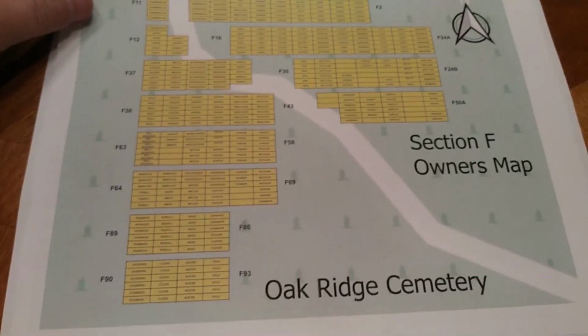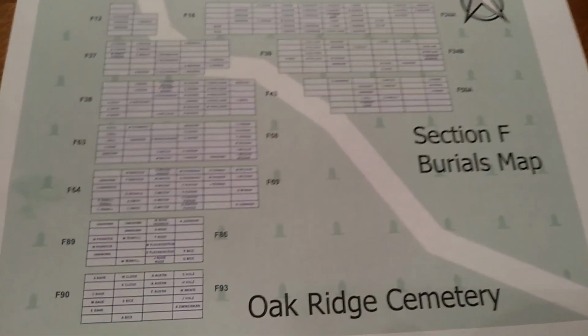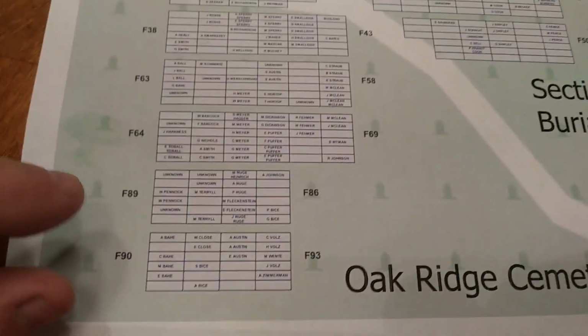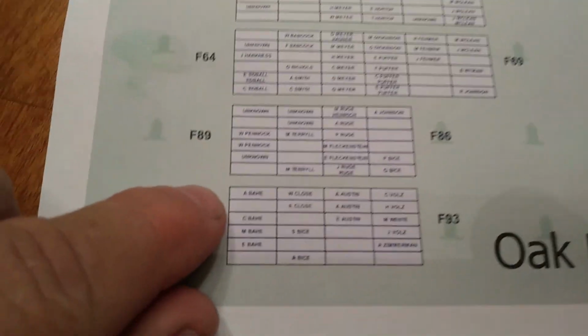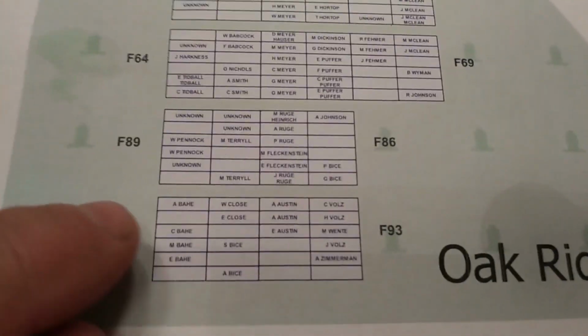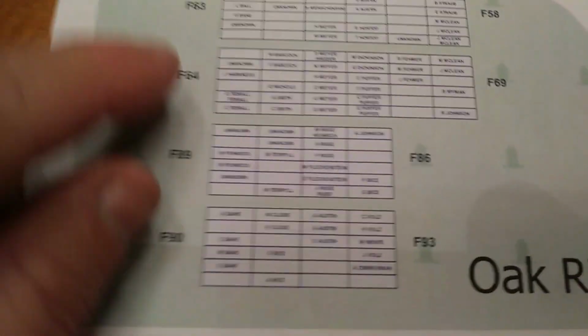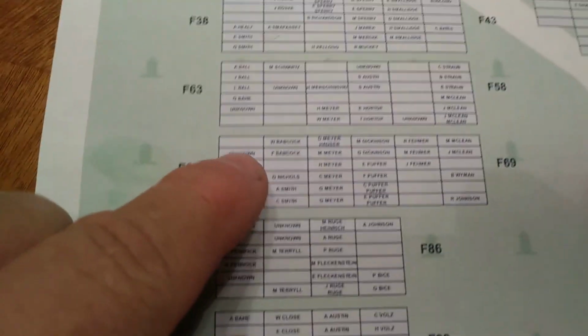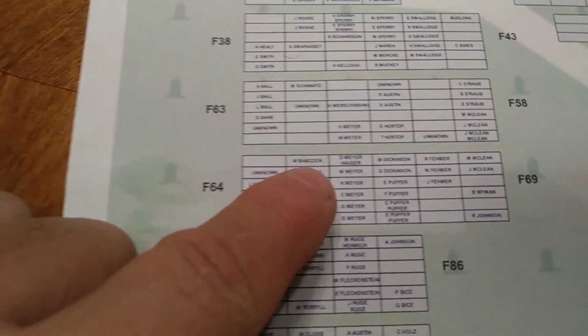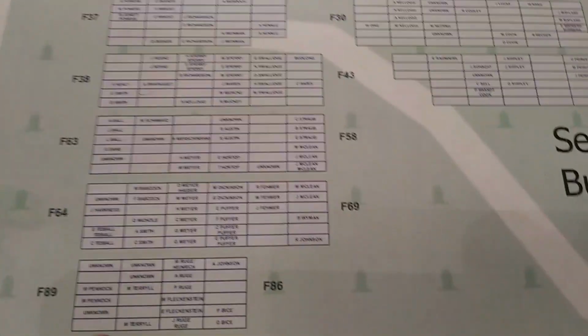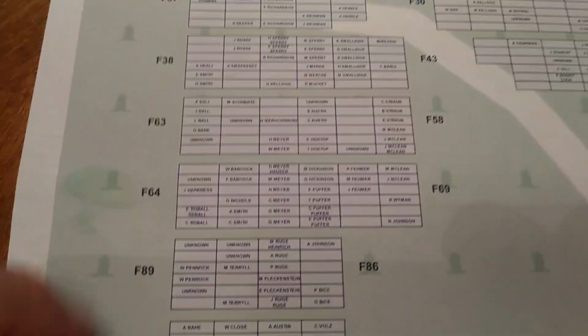Now, once you have the owner's information, you'd like to have a similar printout of who is buried in each of these plots in each of the lots. Given the space, I was only able to populate it with the first initial and the last name. But it does give you a representation of which plots have burials, and you can go from there.